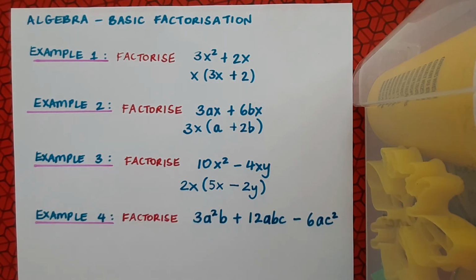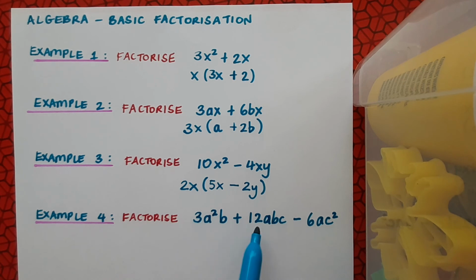So in example 4, we have the instruction to factorise 3a squared b plus 12abc minus 6ac squared. This time there's three terms, but the approach is still the same. I look through each of the three, I compare their coefficients and see is there a common factor. I compare their variables and see is there anything in common. And then I write those on the outside.